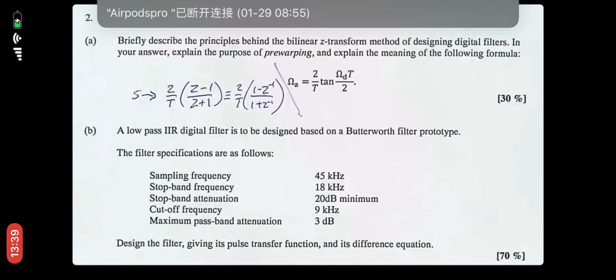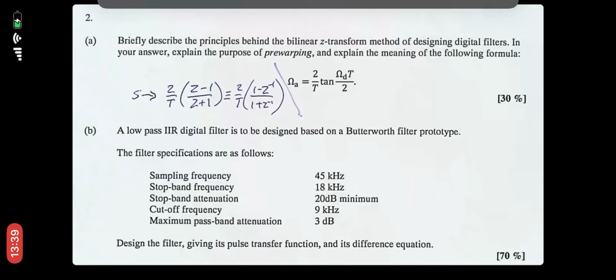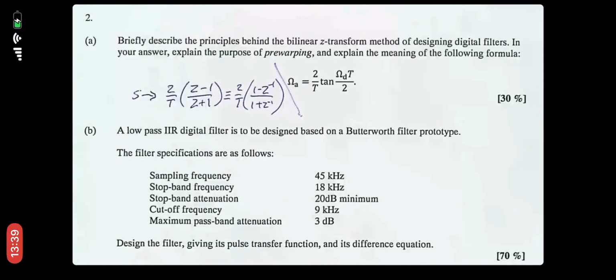The pre-warping formula tells us take this digital frequency, which might be stopped at 18 kHz, and convert it into an analog frequency we're going to use to design our analog filter. Then we design the analog filter, and then we apply this formula to get us back into a digital filter.